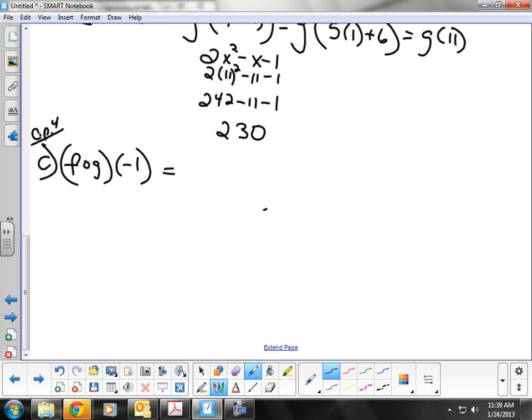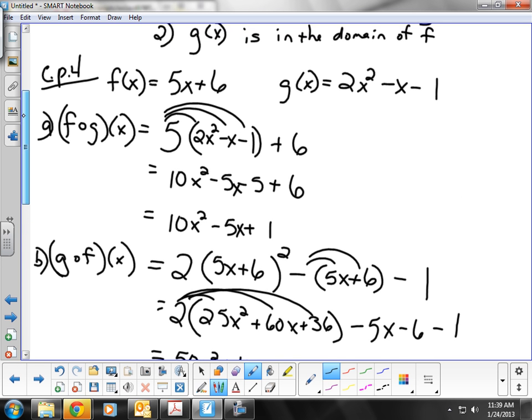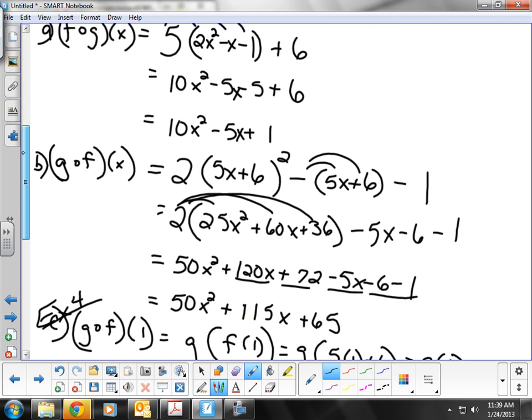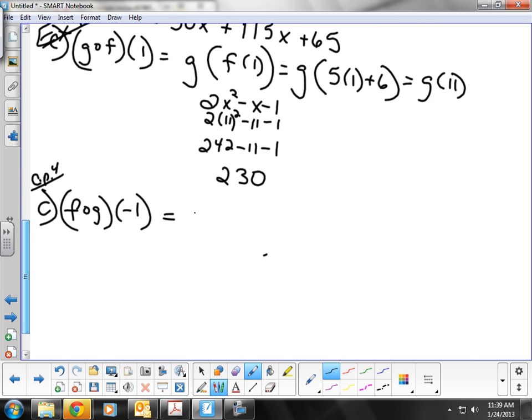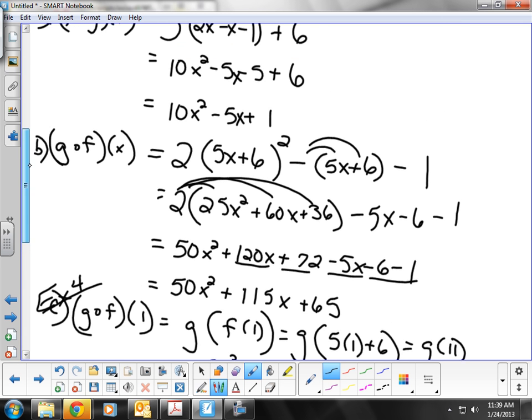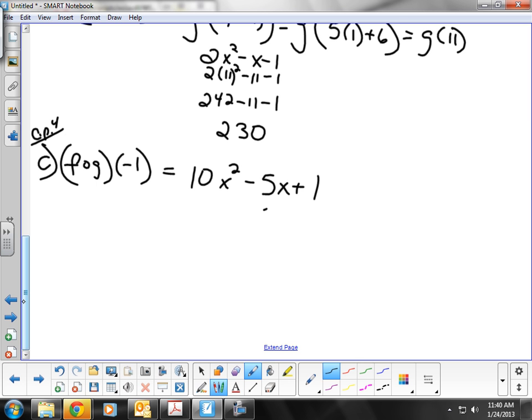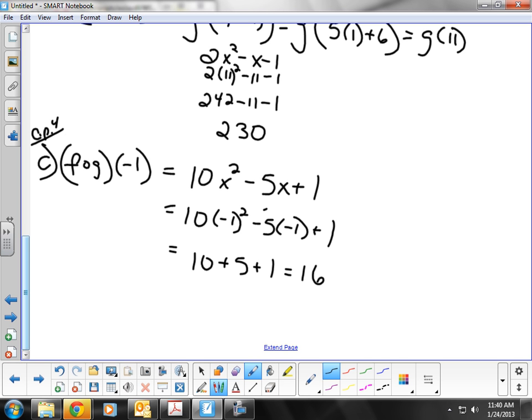All right. So we're going to do the shortcut. F composed G is 10x squared minus 5x plus 1. Since that's the F composed G function, I can just take that negative 1 and put it in for x. So I've got 10 plus 5 plus 1, which is 16.